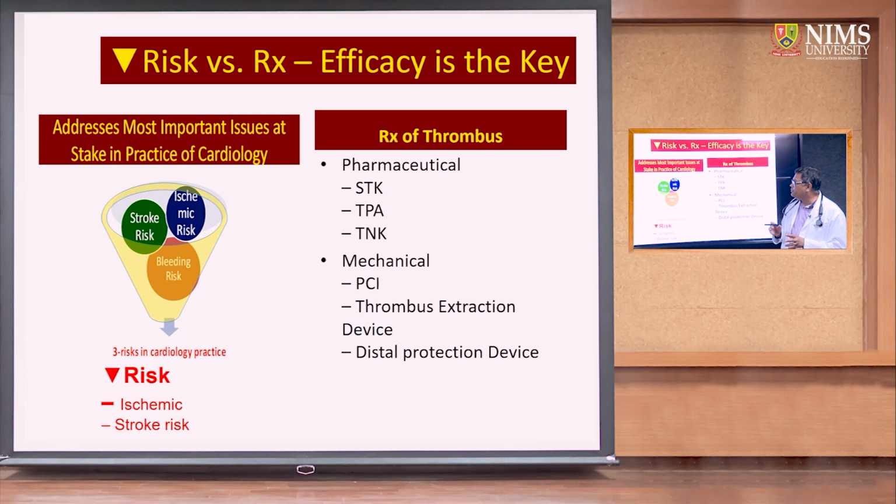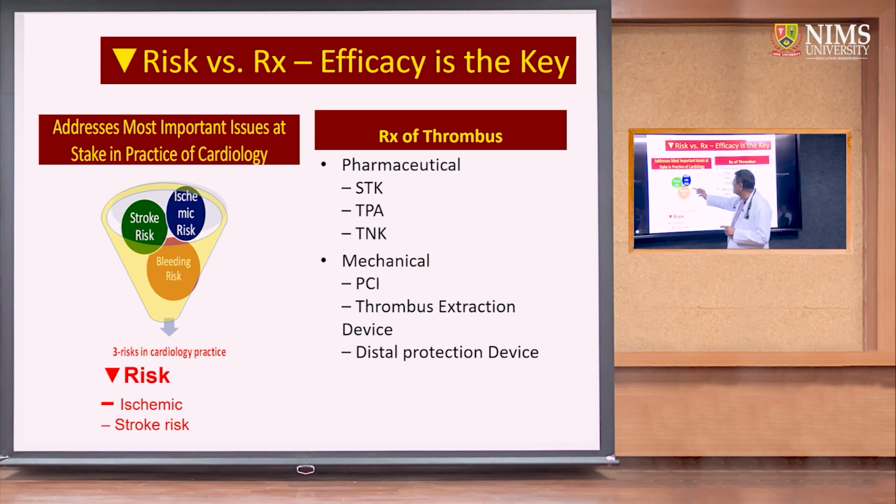But whatever drug we use, there is a finite risk of bleeding. So these three things are interacting. Any medicine we use, if we use aspirin, we have to understand how much ischemic risk it reduces, how much stroke risk it reduces, but how much bleeding risk it can cause. If you look at, let us say, clopidogrel, again we have to look at how much ischemic risk it prevents, how much stroke risk it prevents and how much bleeding risk it causes. Then depending on the situation, you choose a drug.